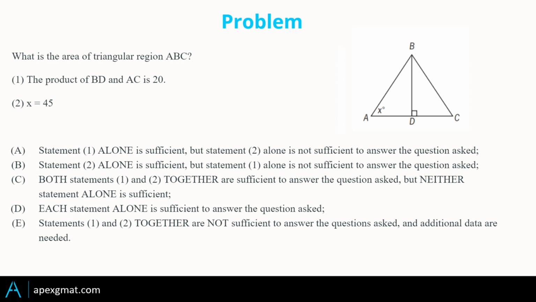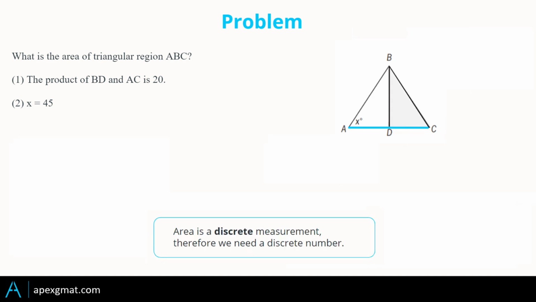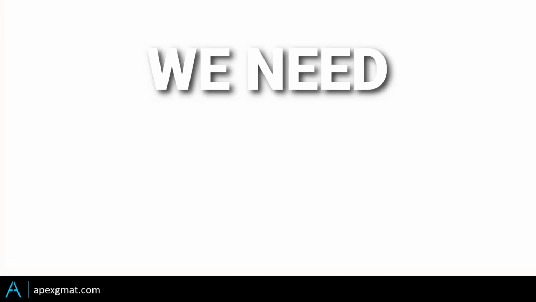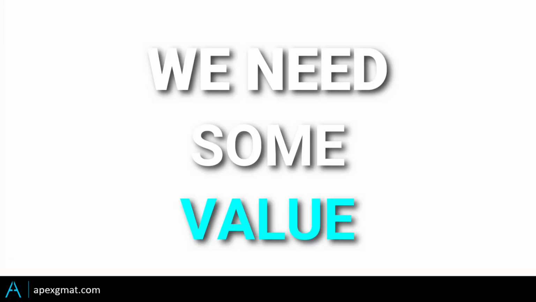So here we're looking for area. But area specifically is a discrete measurement. That is, we're going to need some sort of number to anchor this down. Whether it's the length of sides or the area of a smaller piece, we need some value.